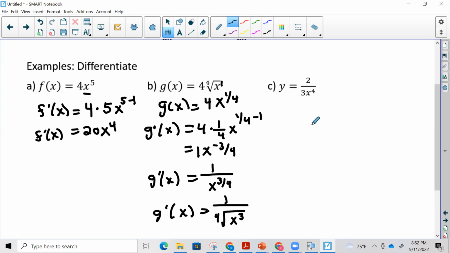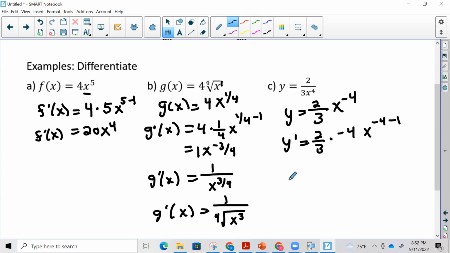And then c is kind of the same thing. I want to take the derivative. So my coefficient in front is really like 2/3, and I move the x to the numerator by making it a negative exponent. And then when I take the derivative, I'm going to multiply 2/3 by that exponent, and then I'm going to subtract 1. Again, with negatives, please be careful. It's easy to make a mistake.